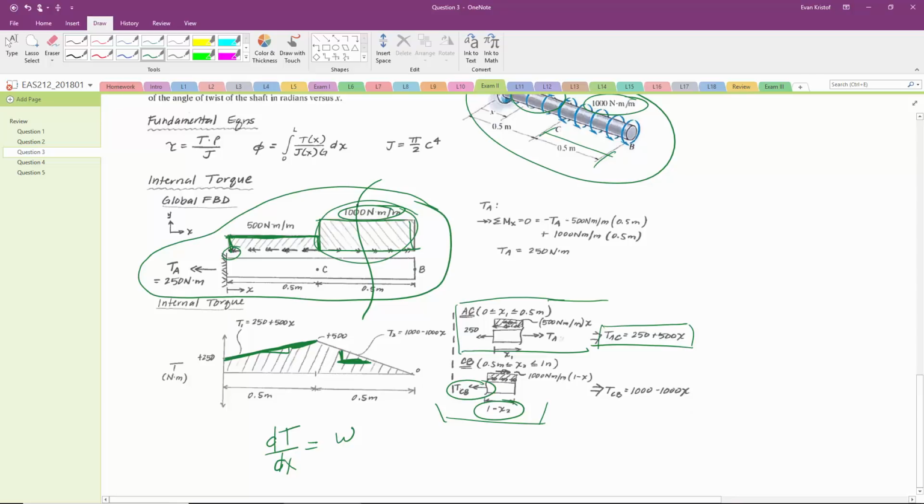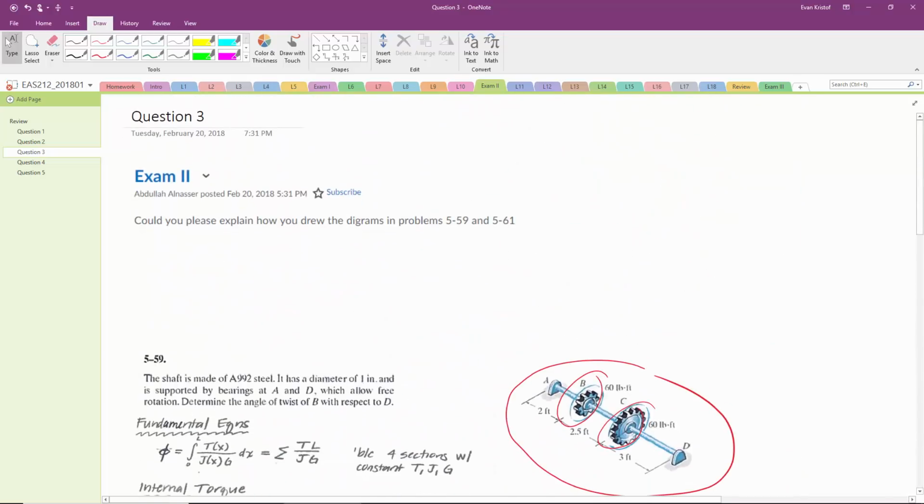So those are the two different ways to go about it, but I think for a problem like this, getting the equation and using the free body diagram equilibrium approach is definitely the best way to go about it. Then once you have these equations, you can simply plot it out, because this is the x direction, this is your positive torque direction right here. You can just plot these two equations, no problem at all. So hopefully that answers Abdullah's question about how to create the diagrams for 559 and 561.